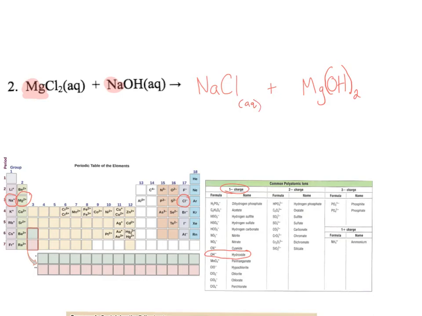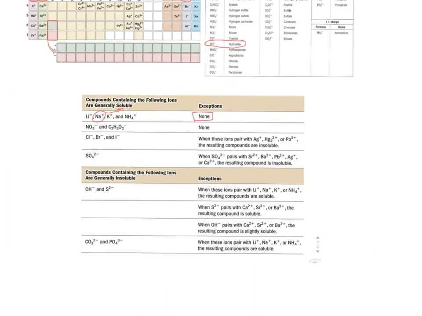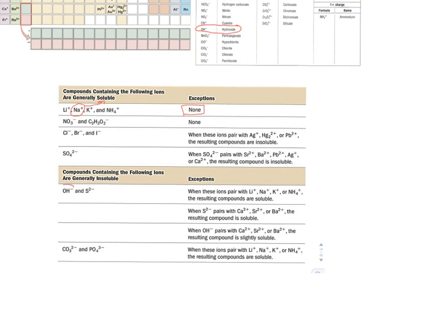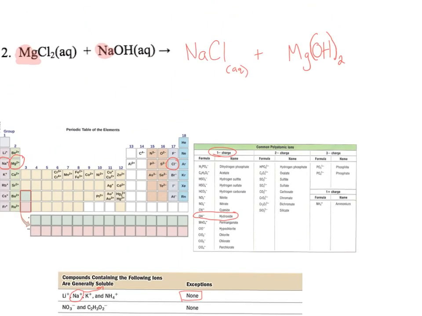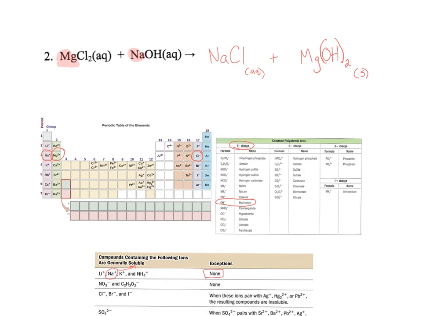Next one, MgOH2. Let's go to our rules. Here's OH. Anything that has OH is insoluble, except when it's with these ions. And in this case, we don't have these ions. So this is going to be solid. Insoluble means solid. There we go. That's our answer.